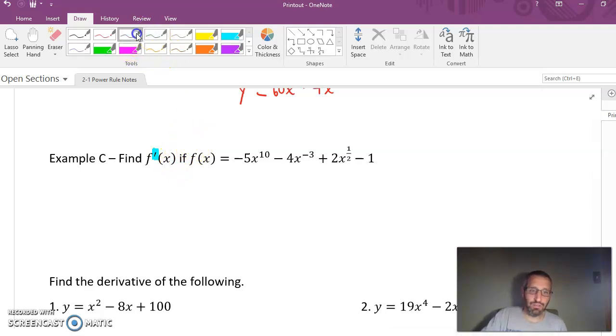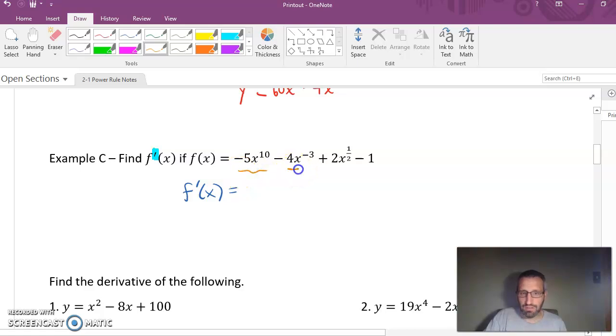So let's take our derivative here. We're going to find f prime of x, and we're just going to apply our power rule. And now we've got to do it 1, 2, 3, 4 times. I've got 4 separate terms in this one, so I'm going to apply the power rule 4 times. All right, 10 in the exponent times negative 5 is negative 50. X to the 10 minus 1 is now the 9th power.